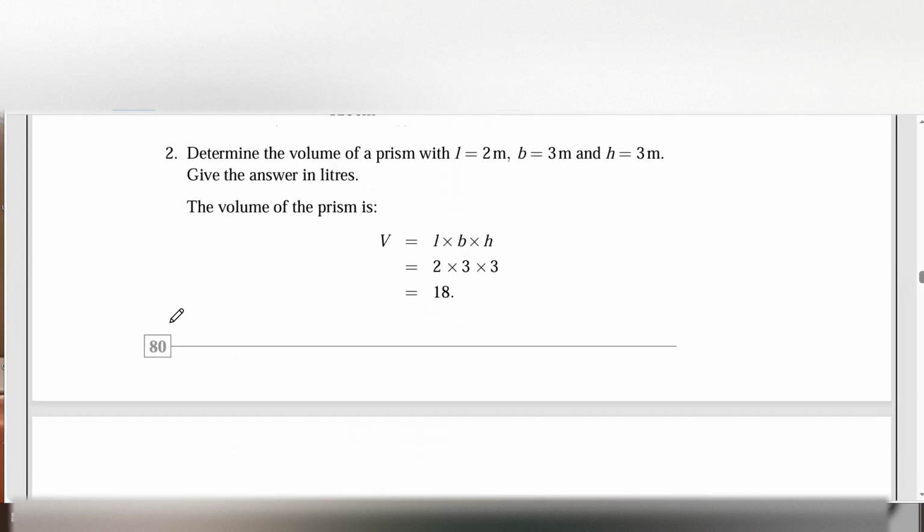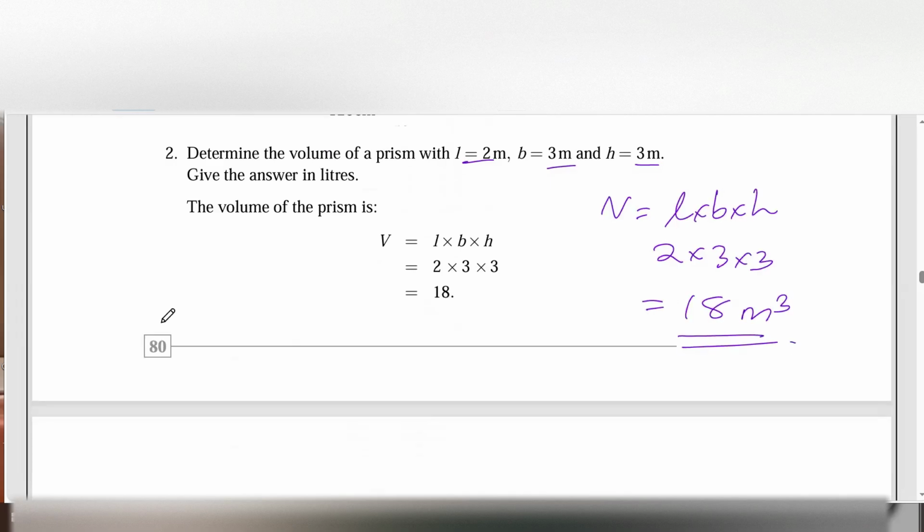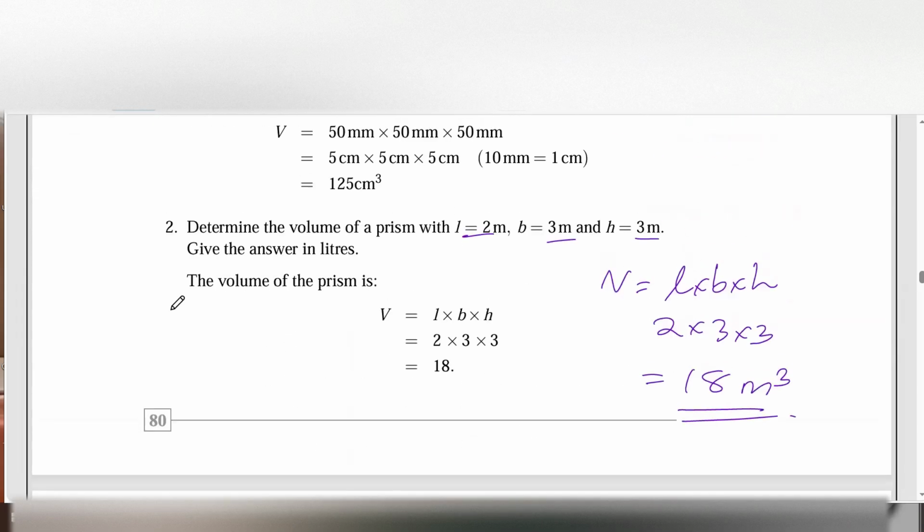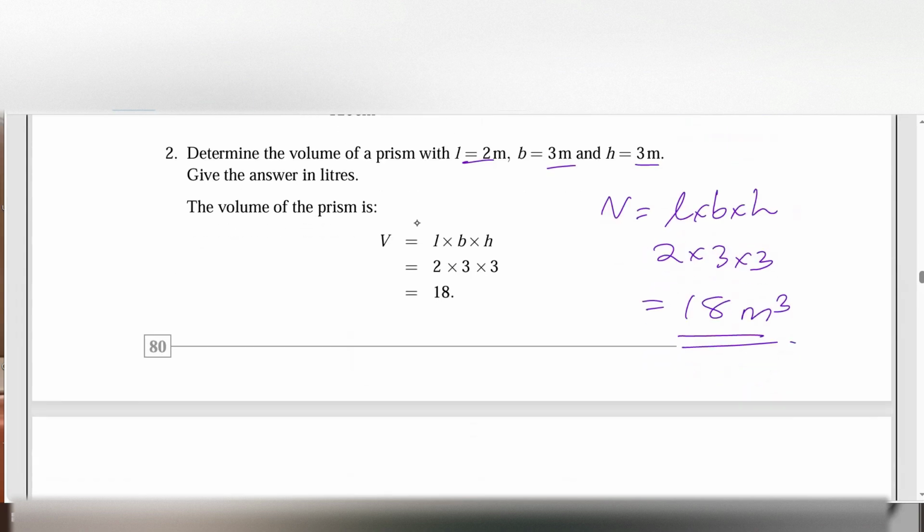Okay, then determine the volume of a prism with these measurements. So volume, length, breadth, and height. 2 by 3 by 3, which is 18 meters cubed. Now they want the answer in liters. So we know that 1 meter cubed is the same as 1,000 liters. So just multiply this by 1,000, which becomes 18,000 liters.